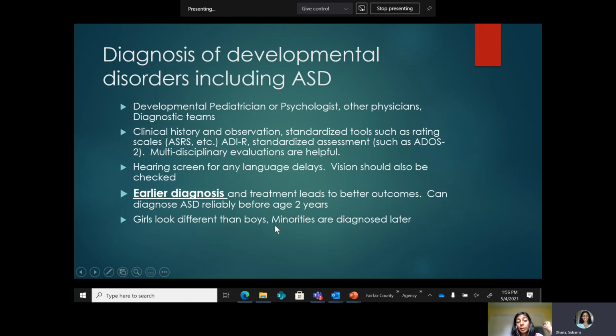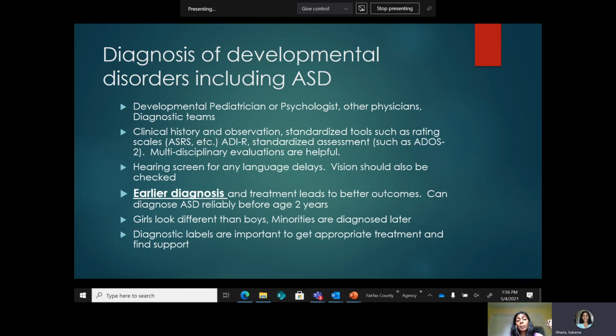Unfortunately, minorities, especially African American communities, are diagnosed later, and it's something that we as a whole community need to pay attention to and listen to parents like you, no matter what background they have, that you are the experts in your child, and you deserve to have a pediatrician or a diagnostician listen to your concerns and take them seriously, because that's the only way we're going to move forward from this and improve these statistics.